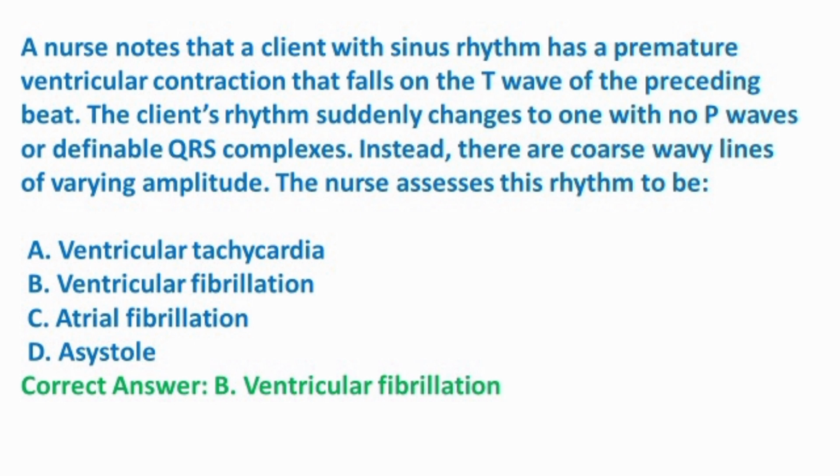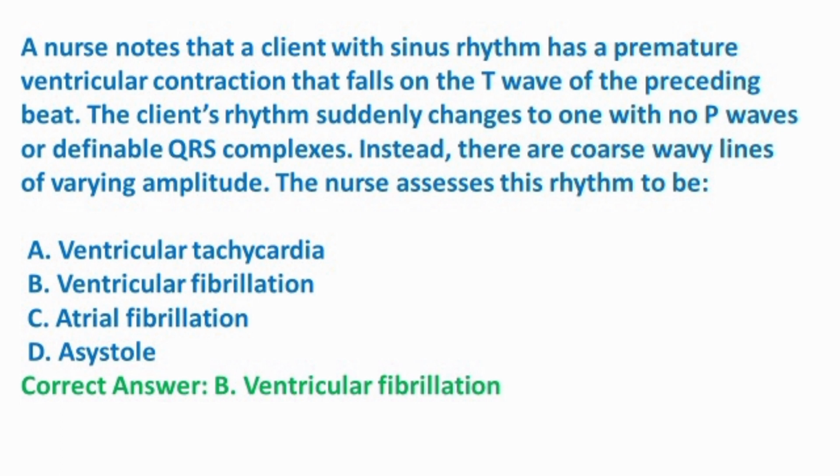The next question is, a nurse notes that a client with sinus rhythm has a premature ventricular contraction that falls on the T wave of the preceding beat. The client's rhythm suddenly changes to one with no P waves or definable QRS complexes. Instead, there are coarse wave lines of varying amplitude. The nurse assesses this rhythm to be: A. Ventricular tachycardia, B. Ventricular fibrillation, C. Atrial fibrillation, D. Asystole. The correct answer is B.